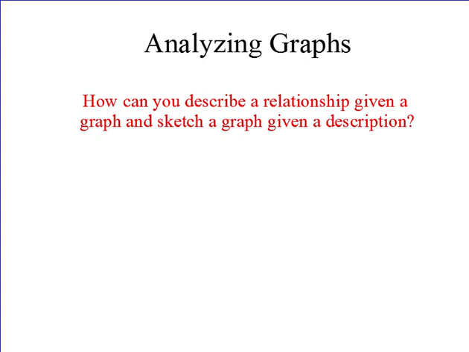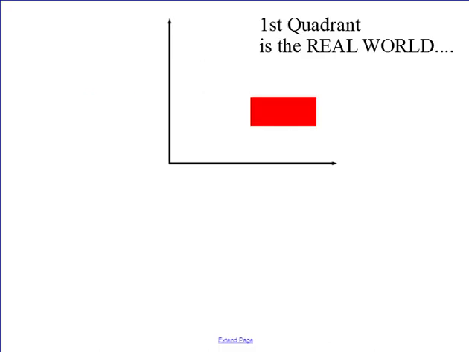Analyzing graphs. How can you describe a relationship given a graph and sketch a graph given a description? Well, first we have to remember that the first quadrant is the real world. Everything that goes on in the real world is happening in the first quadrant. Our question then is why?